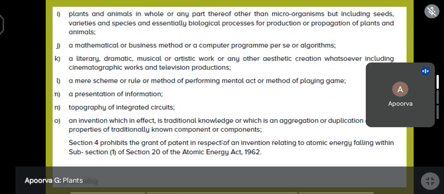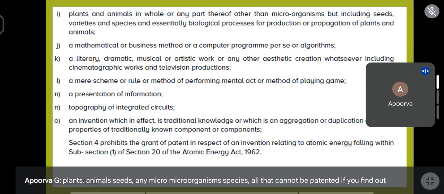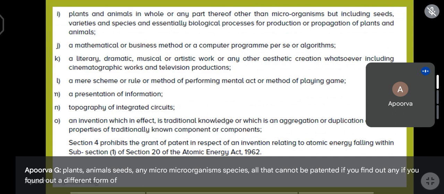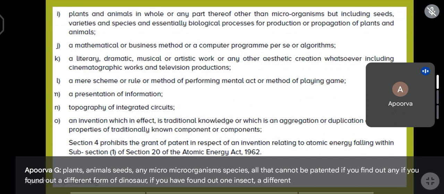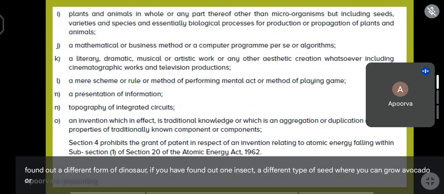Plants, animals, seeds, any microorganisms, species, all that cannot be patented. If you found out a different form of dinosaur, if you have found out one insect, a different type of seed where you can grow avocados or peaches and all that, you cannot take a patent for that.